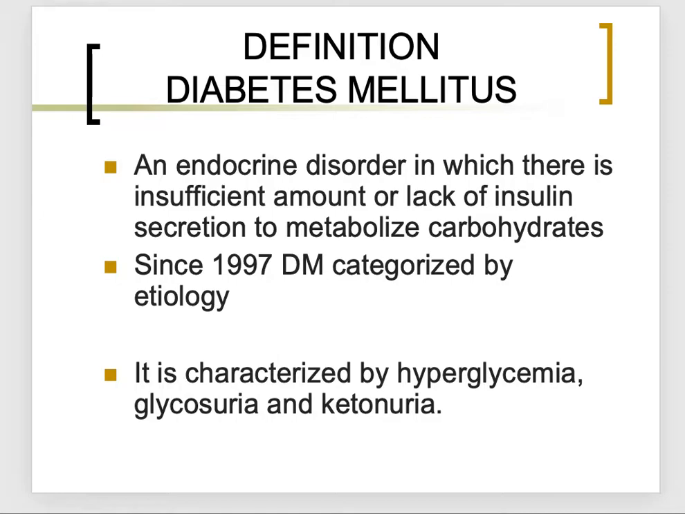So we want to start with just the basics. Diabetes mellitus is usually going to be diagnosed as a chronic metabolic disease, but we want to think about it as an endocrine disorder, right? It's an endocrine disorder where there's an insufficient amount of insulin secretion to metabolize carbohydrates. And it's changed the way we term the diagnosis.